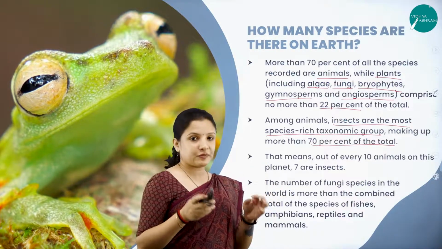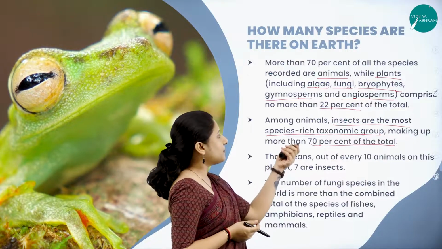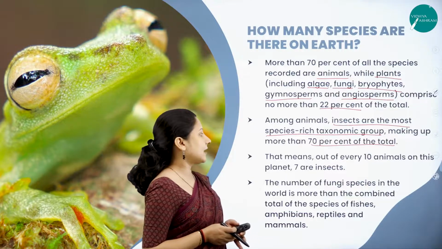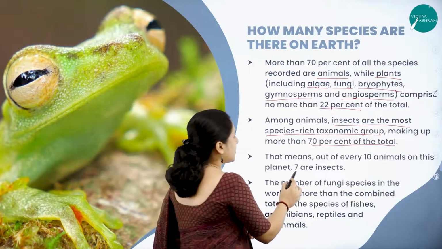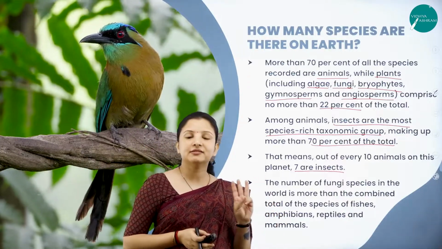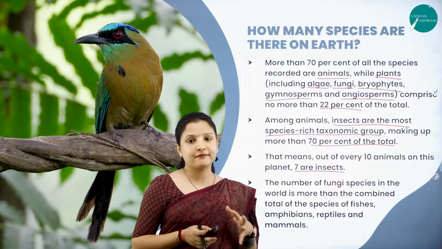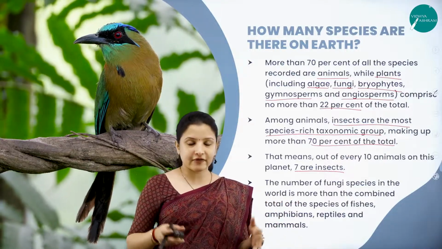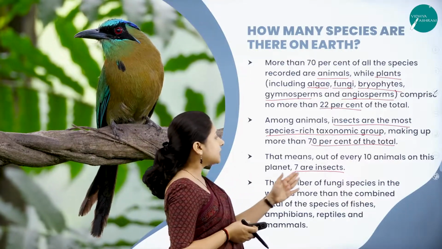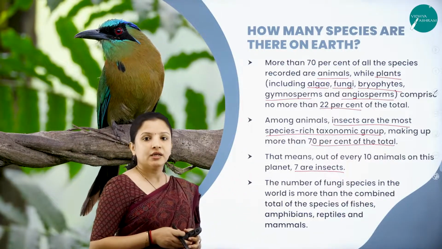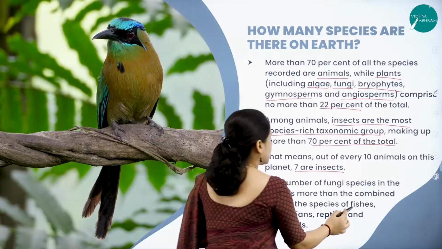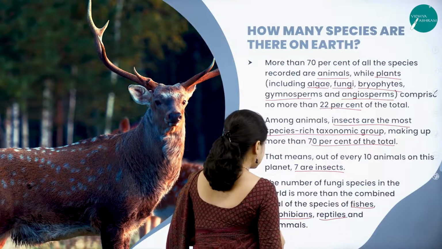That is, more species of insects are present, making up more than 70% of the total. That means out of every 10 animals on this planet, 7 are insects. Imagine, 7 species are insects and only 3 are other animals. So overall, among the species of animals, insects occupy the major position. And the number of fungi species in the world is more than the combined species of fishes, amphibians, reptiles and mammals.